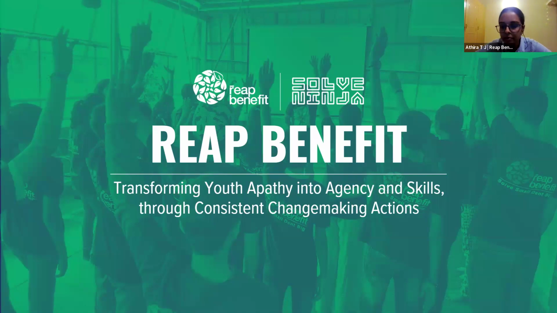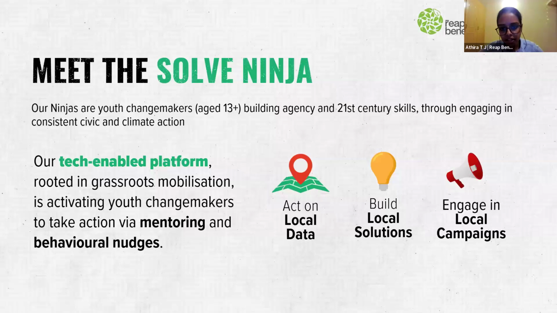So in Reap Benefit, our mission is to nurture youth change makers through consistent change making actions, which helps them to build their agency and 21st century skills. These youth change makers, we call them soul ninjas, and soul ninjas build their agency and 21st century skills through three different ways. One is by acting on local data, then the other way is to build local solutions, and then they also engage in local campaigns.